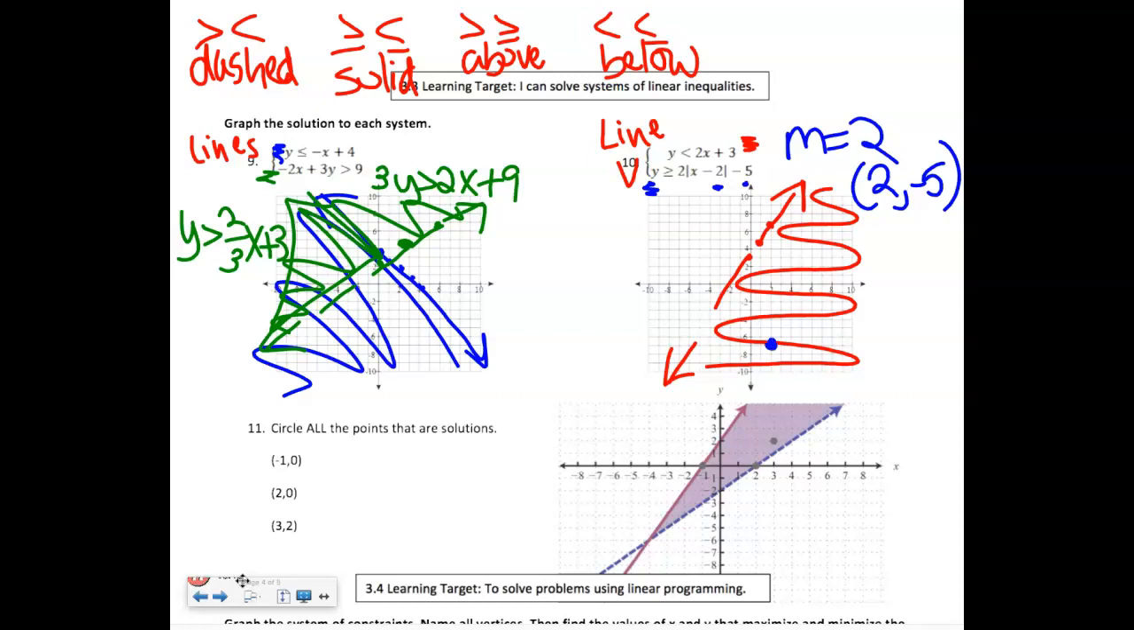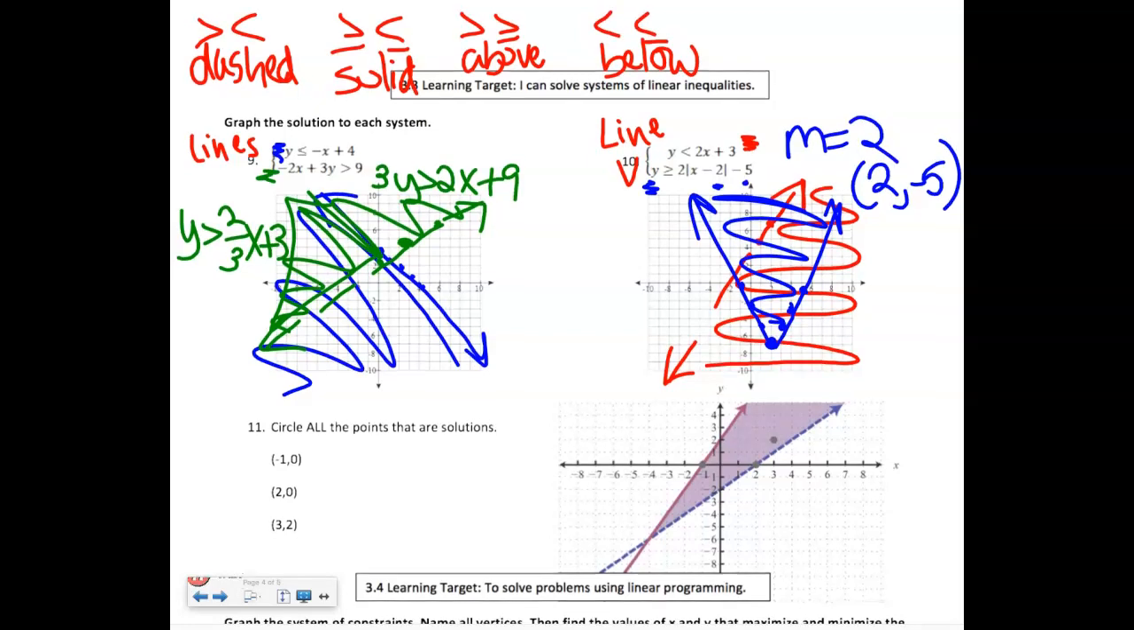So that's my vertex. And my slope is telling me to go up 2 over 1, up 2 over 1, up 2 over 1. And I have to make a V, so I'm going to go up 2, left 1, up 2, left 1. Okay. This one is telling us we have a solid line, and we're going to shade above. So tomorrow on your test, you need to have one that has 2 lines and one that has a line and a V.